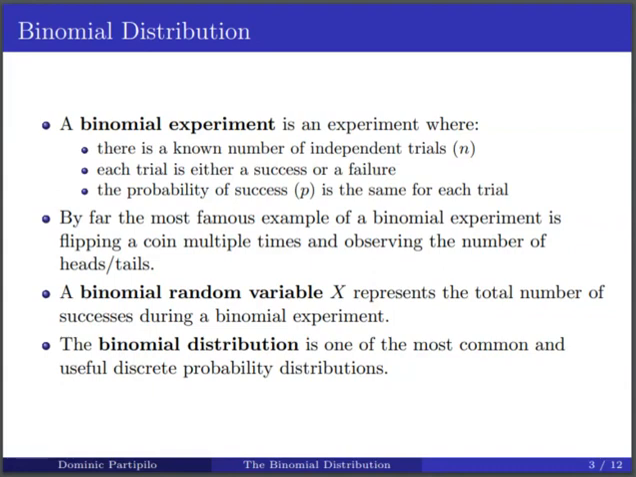And a binomial random variable represents the total number of successes during a binomial experiment. So for the coin flipping example, if we wanted to define a success as getting tails, then the number of tails we observe in those n trials would represent our random variable x. And then the distribution from this binomial experiment is one of the most common and useful discrete probability distributions, and we're going to learn all about that.